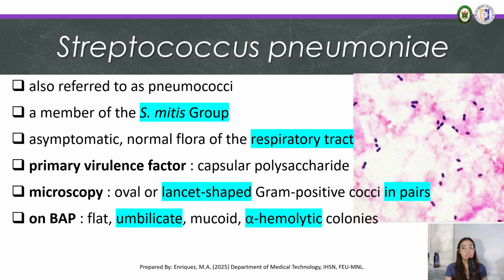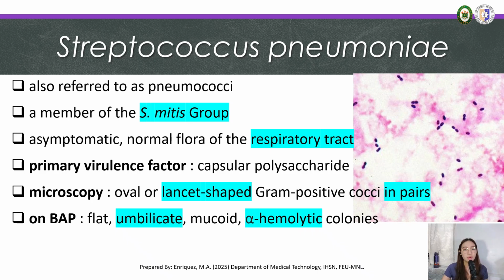Next is Streptococcus pneumoniae. S. pneumoniae is actually a member of the Streptococcus mitis group, which is a viridans strep. But this one is much more virulent than all the other members. Strep pneumoniae can express one of approximately 90 different capsular types based on chemical variations of the capsular polysaccharide. So that is strep pneumo's primary virulence factor.